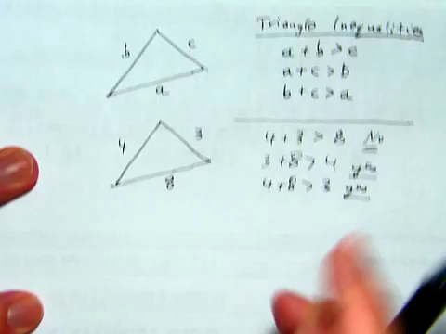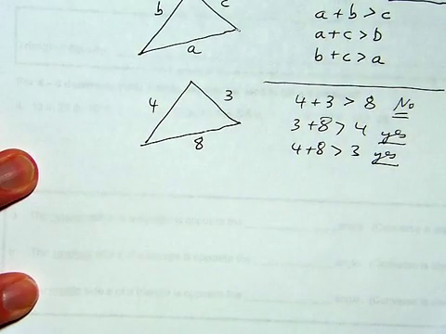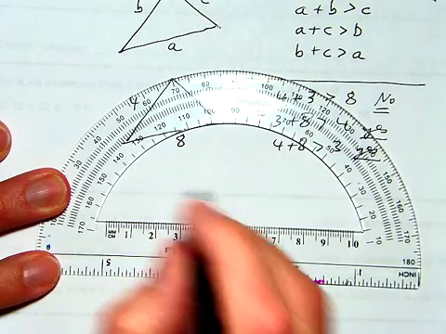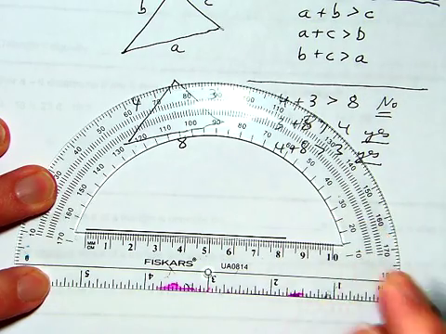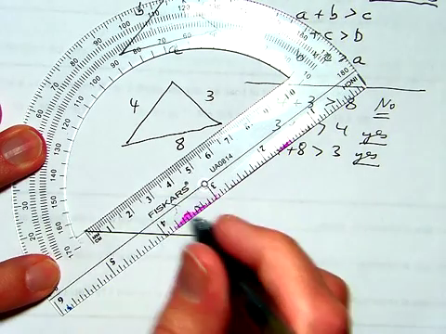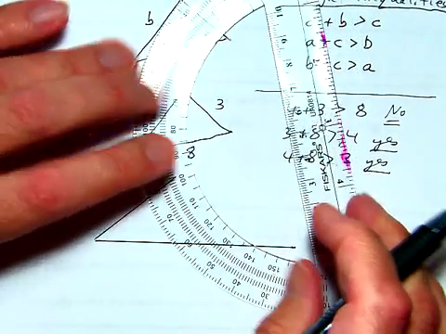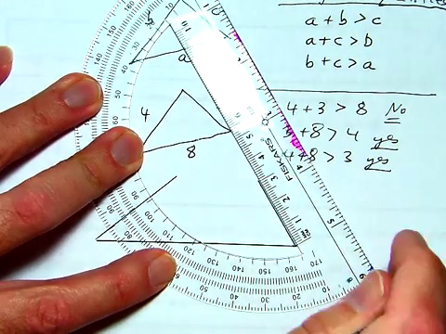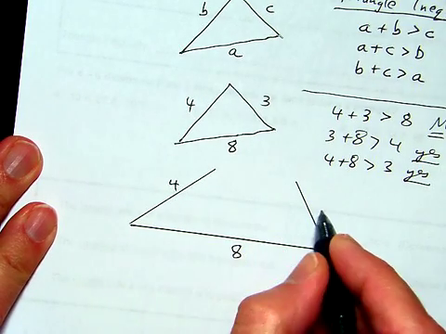It cannot exist. And now let me show you why. Let's draw this, in fact, to scale, and let's use centimeters. And let's try to make one of the sides 8 centimeters. I'll make that the one on the bottom. And let's make the other two sides 4 centimeters and 3 centimeters. Let this side be 4 centimeters, and let this side be 3 centimeters. Okay, now this is our to scale version, 8, 4, and 3.